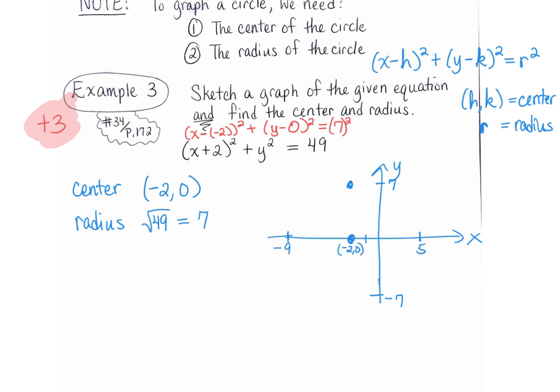So this is a sketch. This is a circle, okay? So we go up 7, to the right 7, to the left 7, and down 7. And because that doesn't look like it's down 7, I'm gonna move that up. And that's gonna be my negative 7.